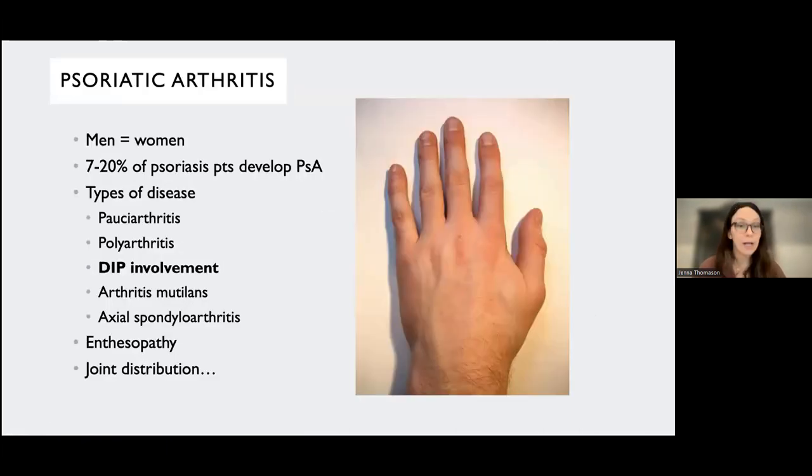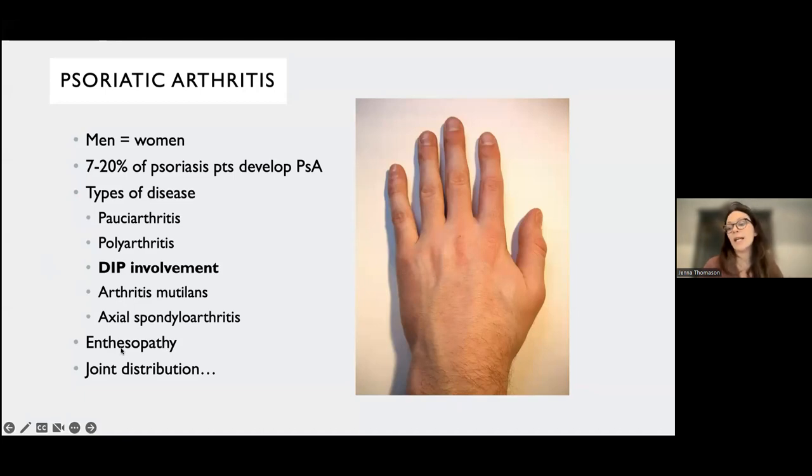So this patient has psoriatic arthritis, a condition that presents with equal frequency in men and women. The estimates vary, but up to 30% of patients with psoriasis will develop psoriatic arthritis. And there are different types of disease. They could have oligoarthritis, so up to 4 joints involved. They could have polyarthritis. DIP involvement is common, and it distinguishes psoriatic arthritis from rheumatoid arthritis. Patients could have arthritis mutilans, which is a particularly deforming type of psoriatic arthritis. And then they can also have axial disease, so sacroiliac involvement or involvement of the rest of their spine.